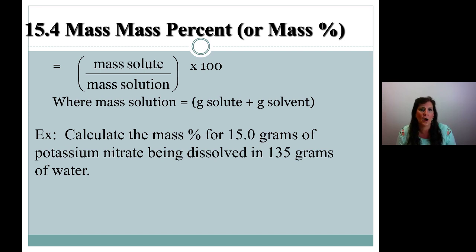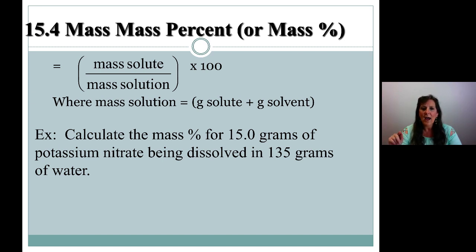Okay, I hope you hit pause and gave this a try. So, what is the mass of the solute? Well, the solute is the potassium nitrate, so that's the 15.0 grams. What is the mass of the solution? Well, if you remember, that is solute plus solvent. So that is the 15.0 grams plus 135 grams, which is 150 grams.